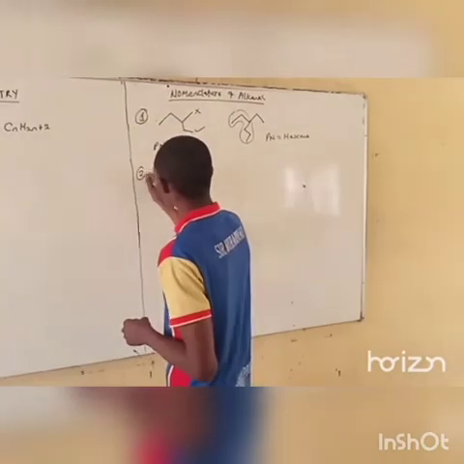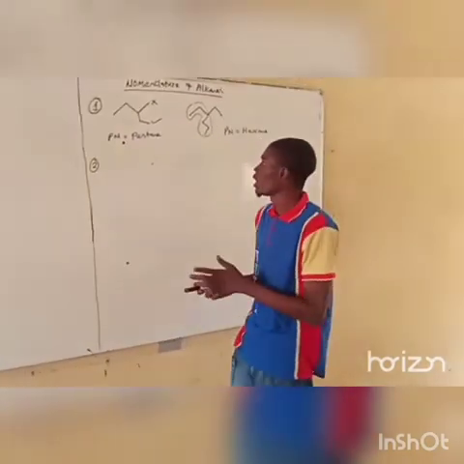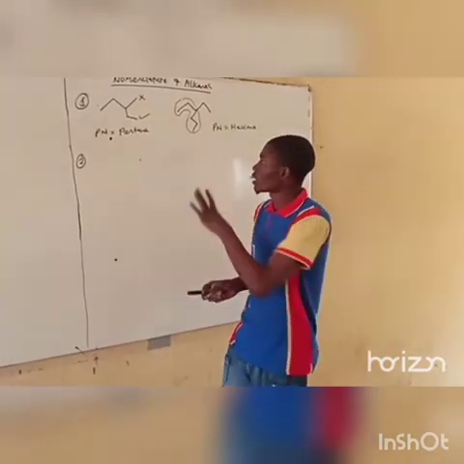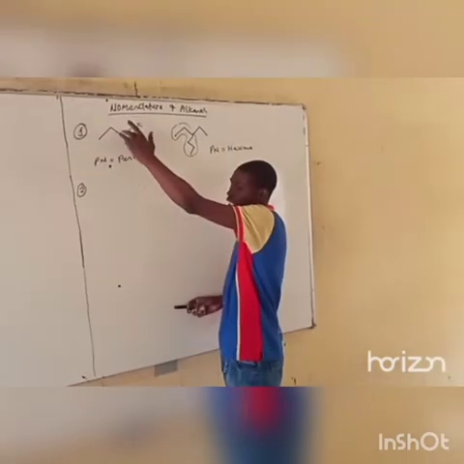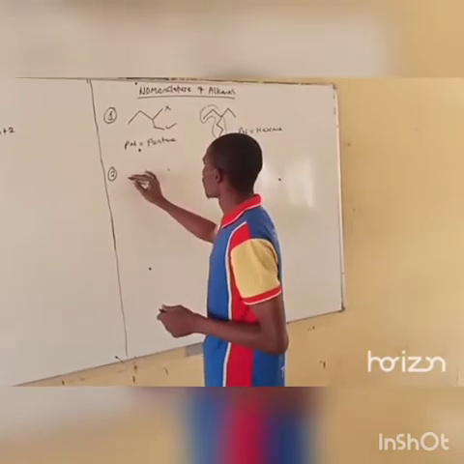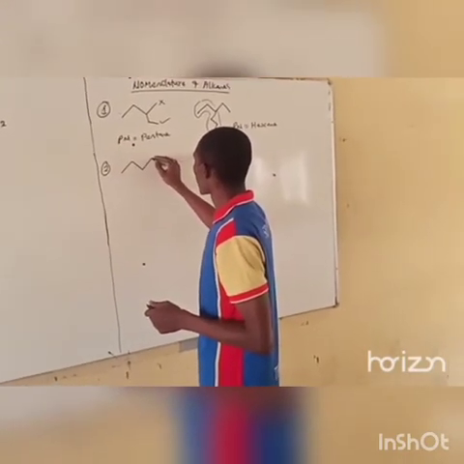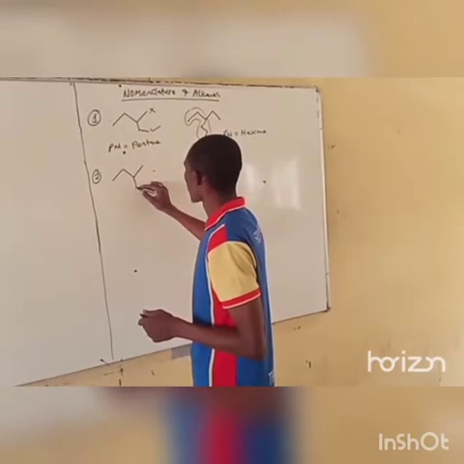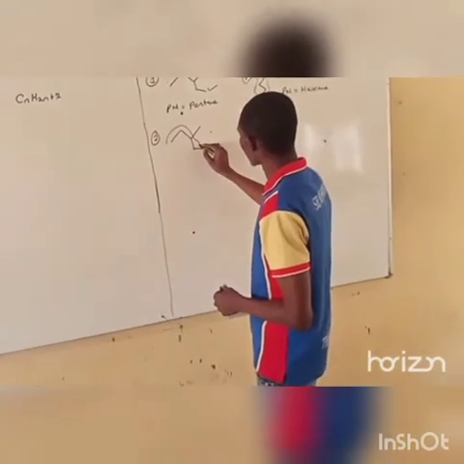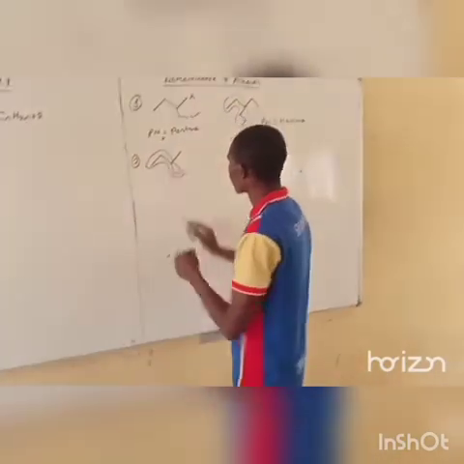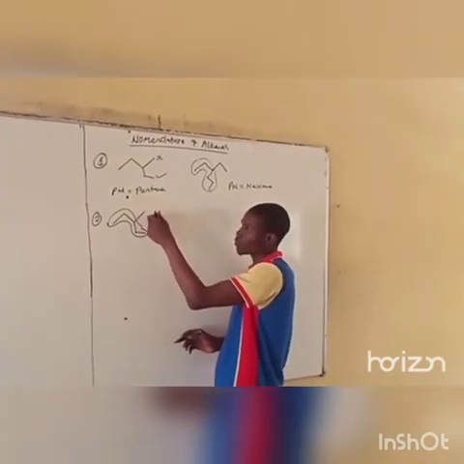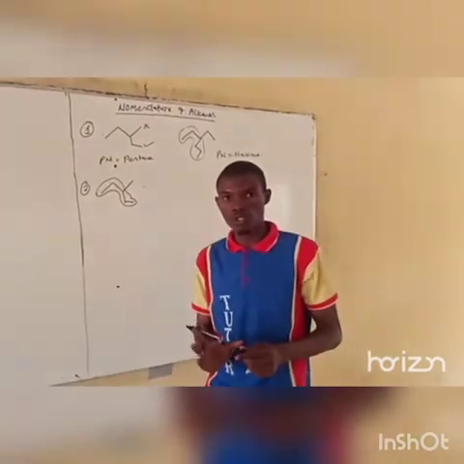Then the second rule. Every other element apart from the longest chain is called a substituent. Any other element apart from the ones in the longest chain is a substituent. Let us look at this first one, still take it as our example. This is our longest chain, meaning that this one now is not part of the longest chain. Since this one is not part of the longest chain, automatically it becomes a substituent.